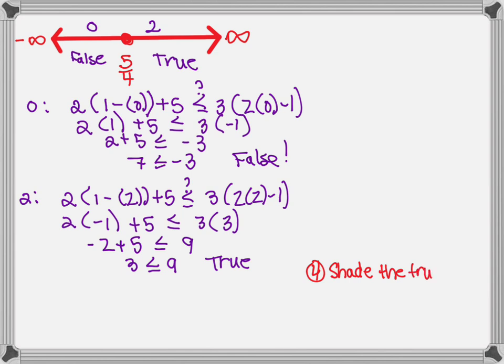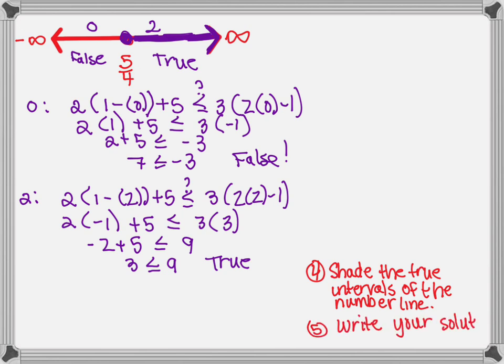So our next step is to shade the true intervals on the number line. So this is including the 5/4 since that was included, and I'm shading to the right because that's where I had marked true. Now we'll write our solution.